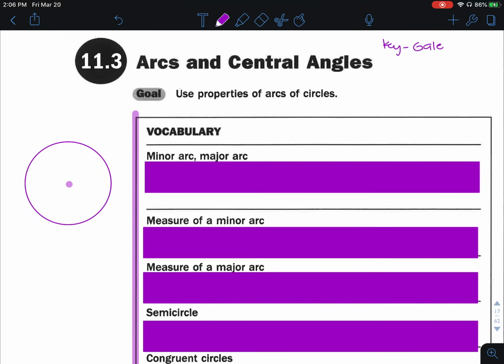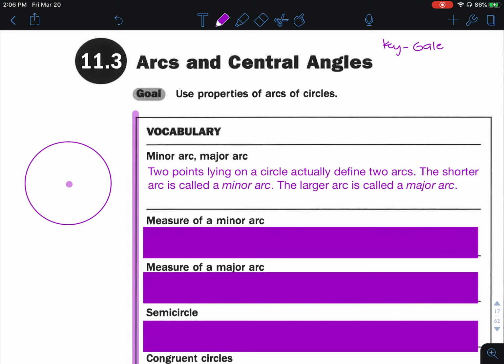All right, let's talk about 11.3, arcs and central angles. So there's a few vocab words we're going to need for this section. The first vocab words we're going to talk about are minor arc and major arc. So 2 points lying on a circle actually define 2 arcs. The shorter arc is called a minor arc, and the larger arc is called the major arc.